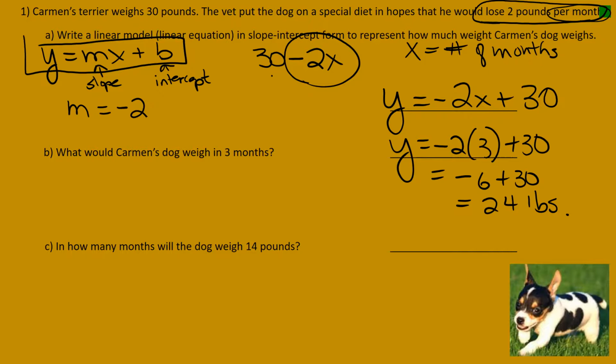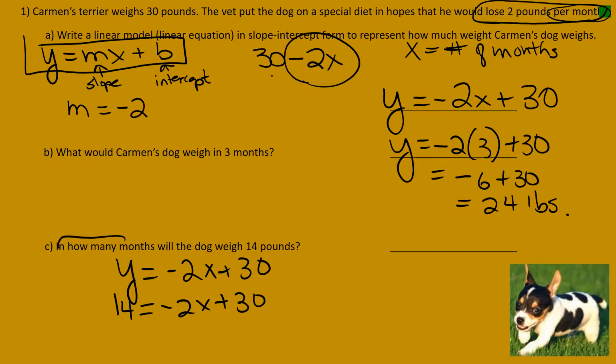And then in how many months will the dog weigh 14 pounds? Well, the y is the total weight of the dog. So I take my equation, which is y equals -2x plus 30, and I want the dog to weigh 14 pounds. So I substitute that for the y. And then I just solve for x because it asks me in how many months, and that's my x.